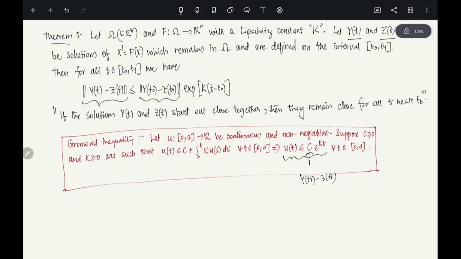If we can somehow write this as u(t), and I can show that this constant will work, then we are done. So we have to find something like this. Once we have something like this, that will imply this. You understand? So we are going to try and do that. How to do that? Let's do it.